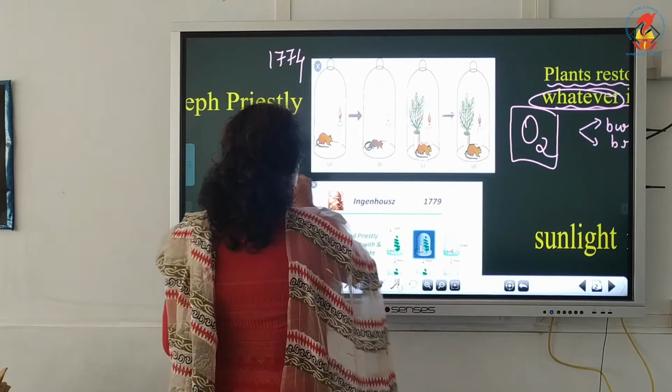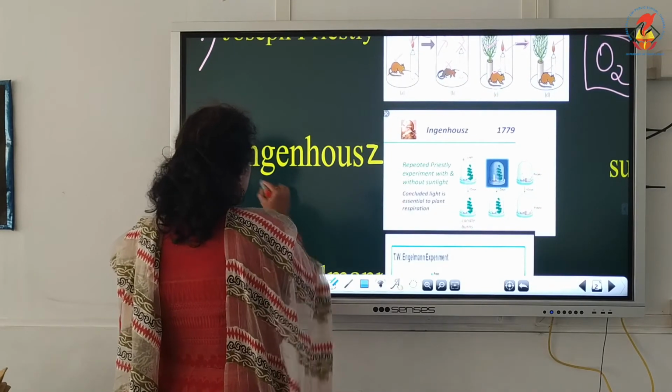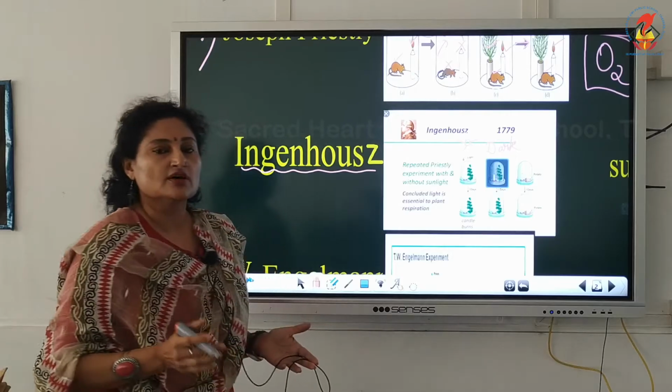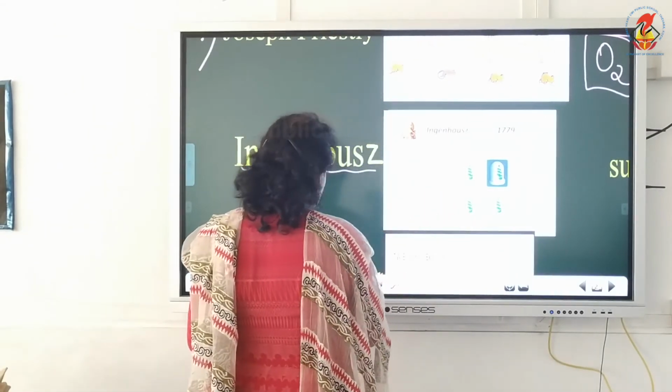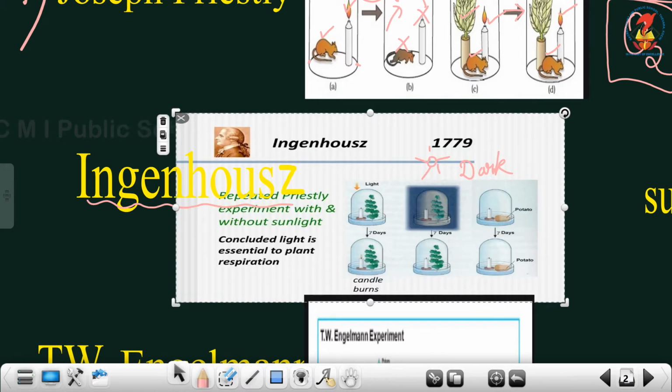The very same experiment was conducted by Ingenhousz. Next scientist, Jan Ingenhousz. He conducted the very same experiment, but one he conducted under sunlight and the other in a dark room. And he found out that along with this, light is necessary for photosynthesis. See, if I am zooming this, the very same setup: under the bell jar, there was a burning candle and a potted plant.